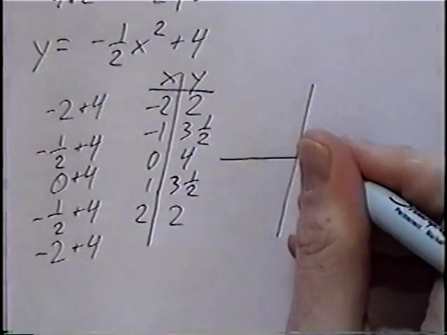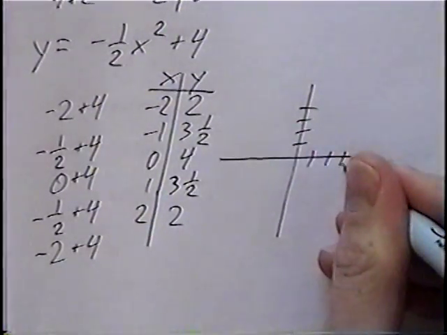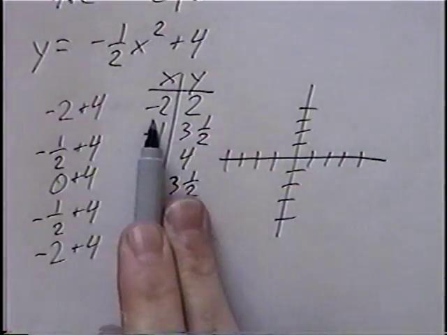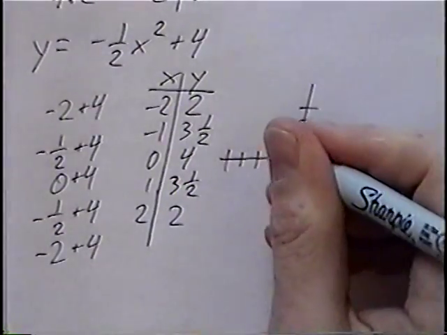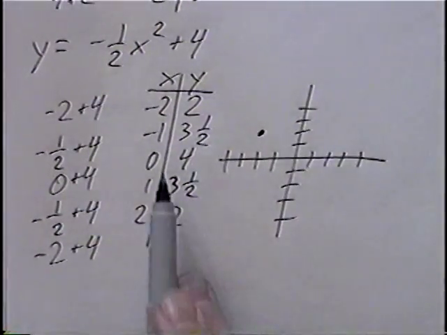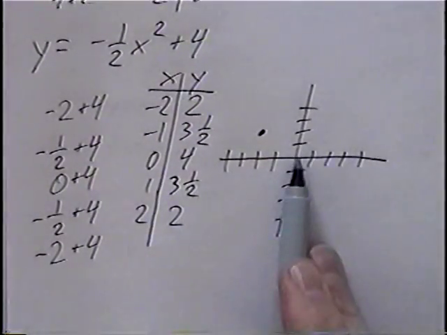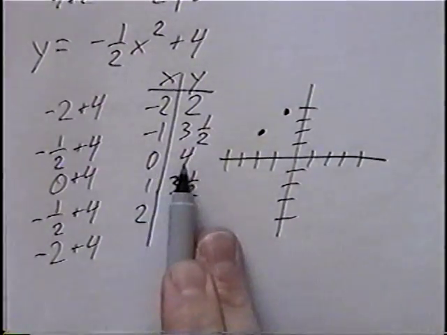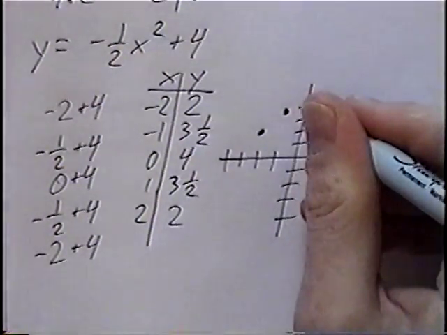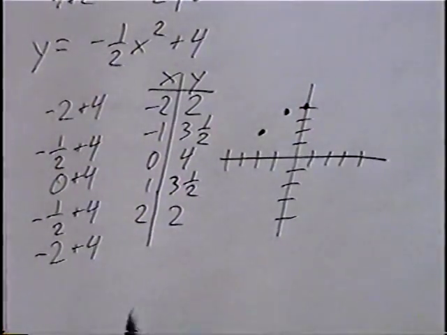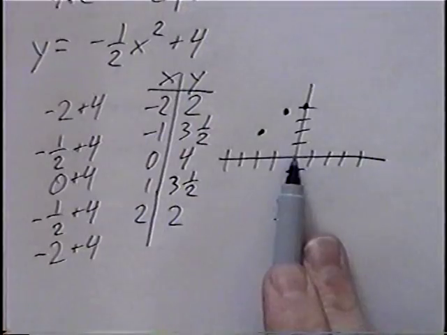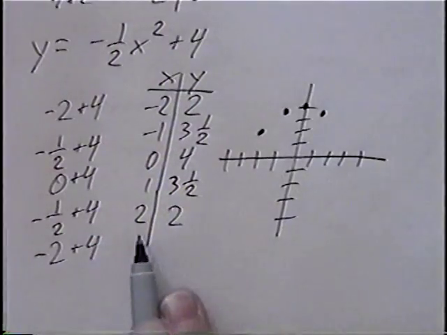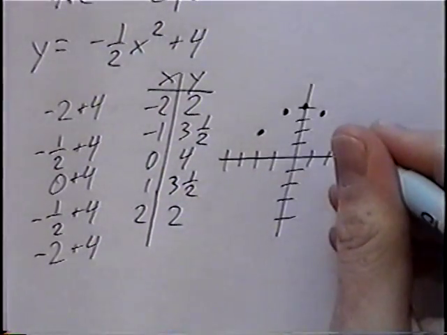For the y values, we'll go up to 4. And graphing the points, -2, 2, to the left 2, and up 2. -1 and 3.5 would be just past 3. 0, 4. 0 for the x value is in the middle, and 4 is up 4 spots. 1 and 3.5, to the right 1, and up to 3.5, which again is between 3 and 4. And 2, 2. To the right 2, and up 2.